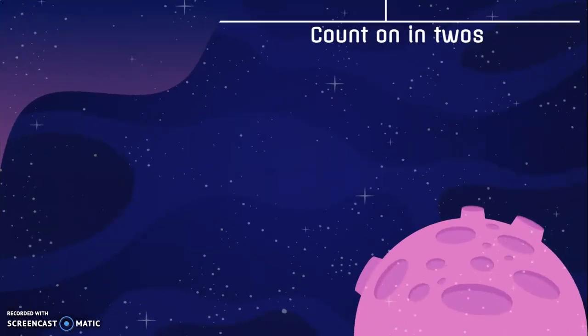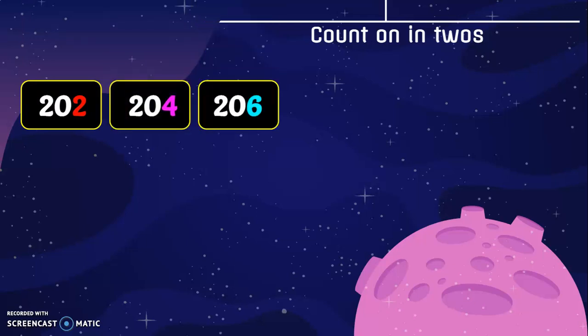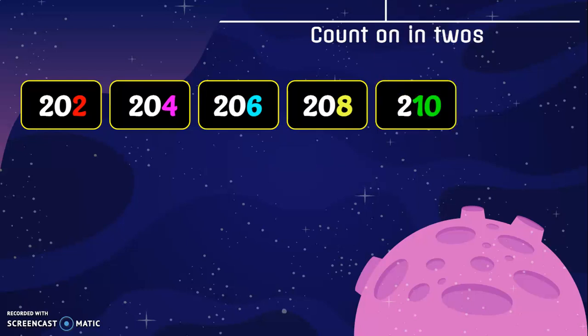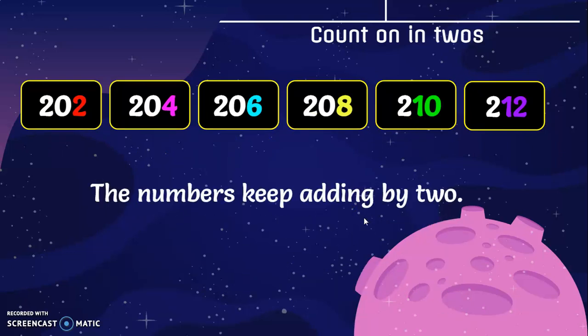Next, count on in twos. I have here 202, 204, 206, 208, 210, and 212. Let's look at the colored number here. From 2 to become 4, you must add 2. From 4 to become 6, you must also add 2. Thus, in this number sequence, we can say that the numbers keep adding by 2.